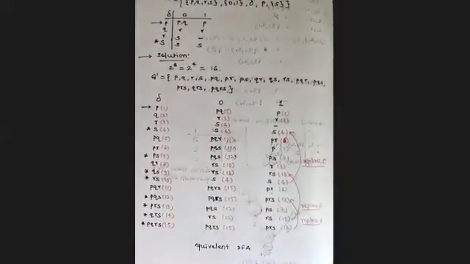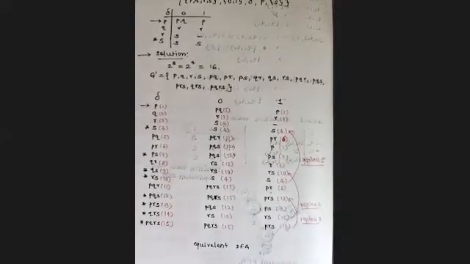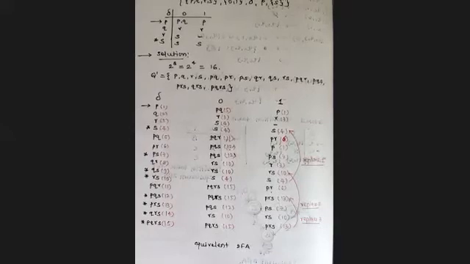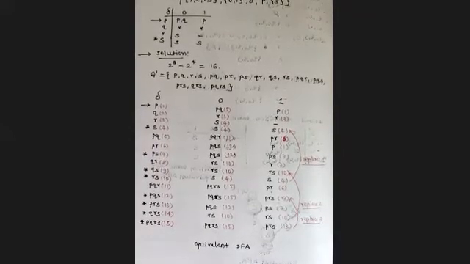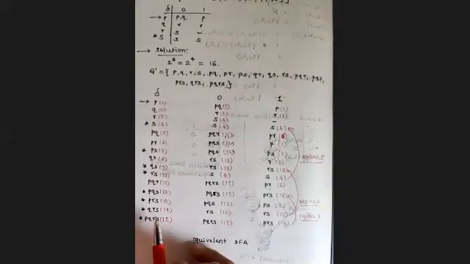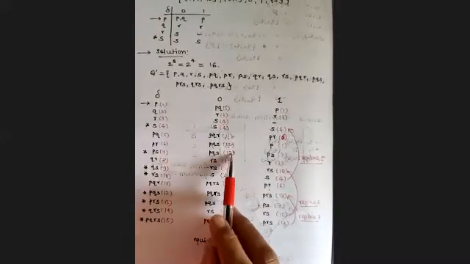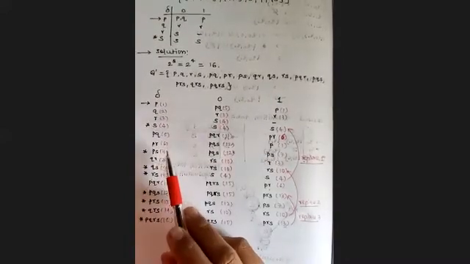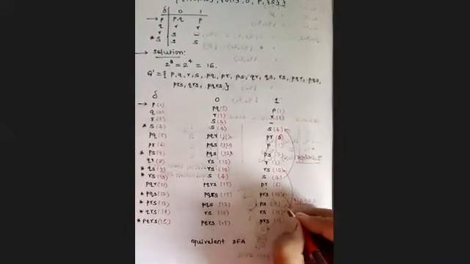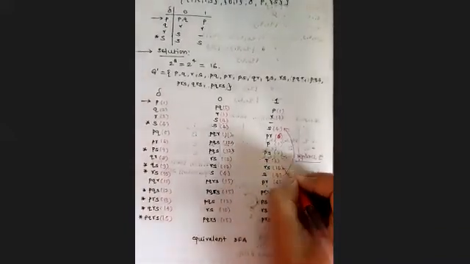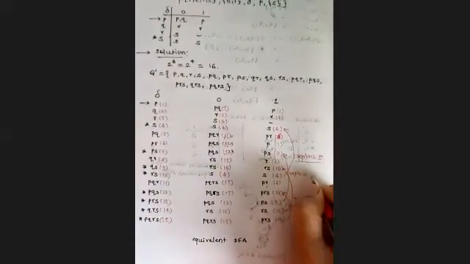Any more equivalent states? 7 and 13. Yes? Bolo. 7 and 13. PRS 13, 12 and 7, and this is 12 and 7. This is also final state. This is also final state. Correct. 7 and 13. Replacement number 4.